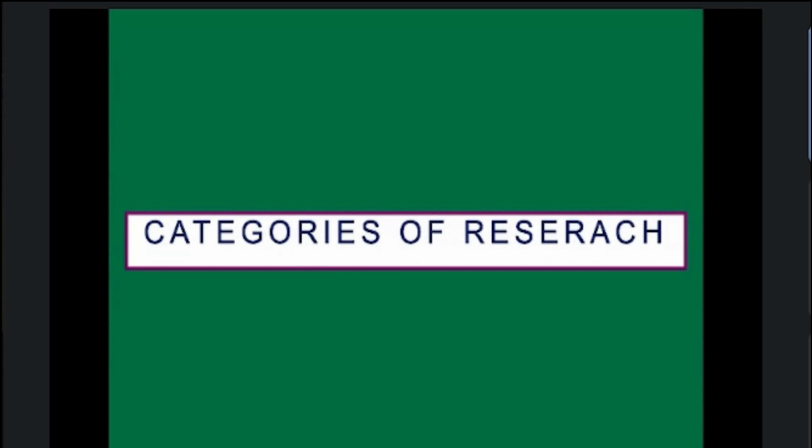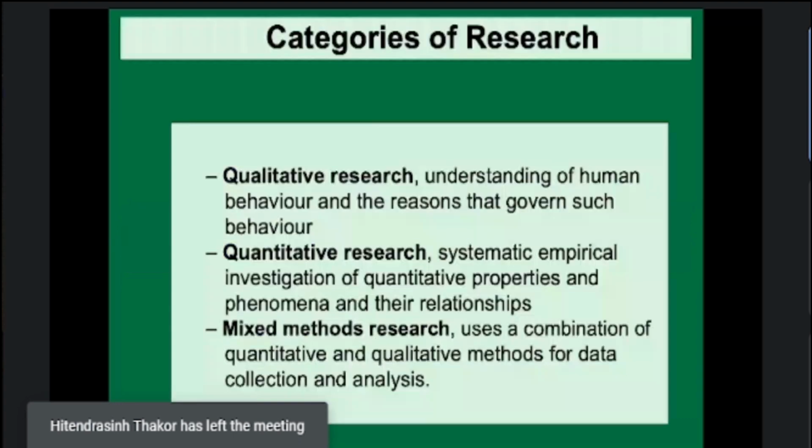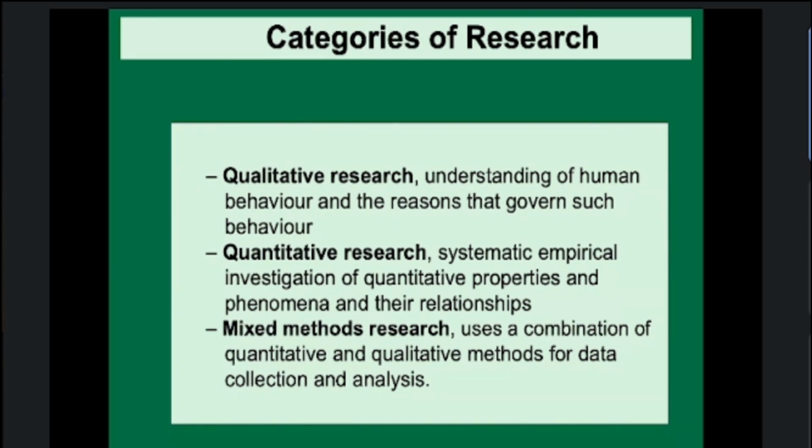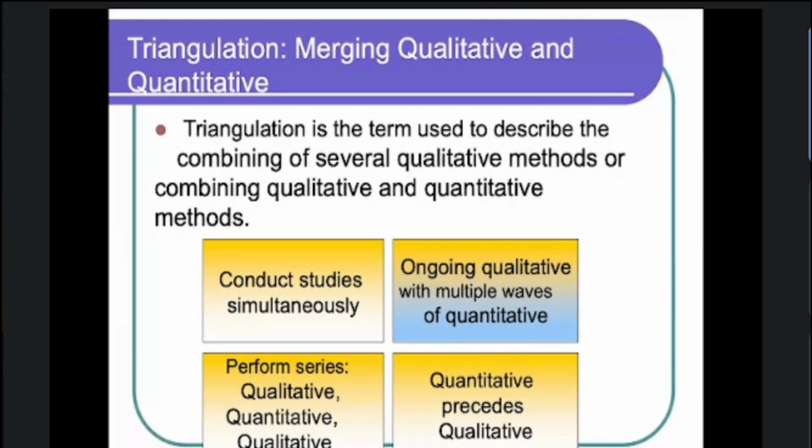Once you have a research problem and you have decided whether you are going to be positivist or constructivist, you then go into categories of research. The categories we have are qualitative, quantitative, and mixed method. I'm sure all of you understand it, so I'm not going to explain that. But the mixed one merges qualitative and quantitative. There could be many different approaches, which we call triangulation. We may do qualitative and quantitative simultaneously. We may do ongoing qualitative with multiple waves of quantitative. We may have quantitative preceding the qualitative, or perform a series of research by qualitative, followed by quantitative, followed by qualitative. This is what we call triangulation.